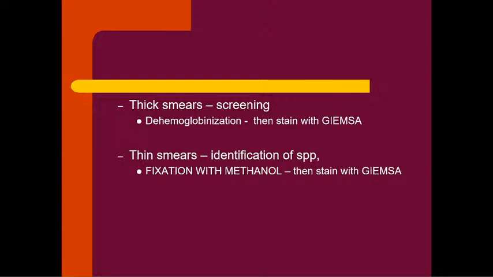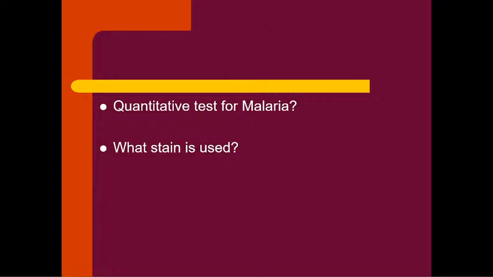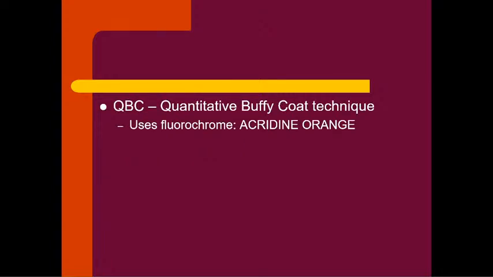For thin smears, it's used for speciation or identification of species. Before you read it or before you stain anything, you need to do fixation. Okay? Alright? And then you stain it with Giemsa stain. Now, there is a quantitative test for malaria and it's known as QBC, the quantitative buffy coat technique, and it requires fluorochromes. Therefore, you need to use a fluorescence microscope. And the stain that you use is acridine orange.